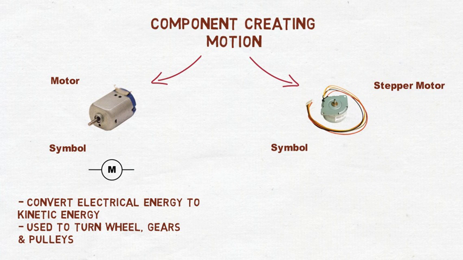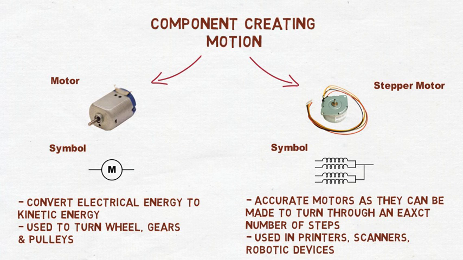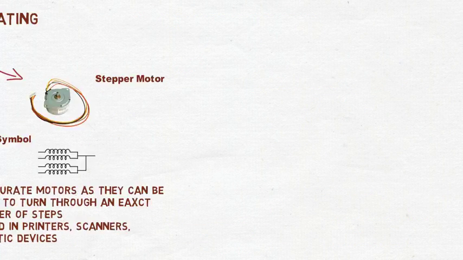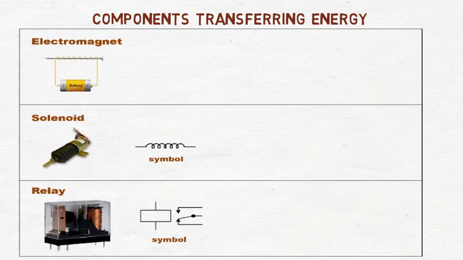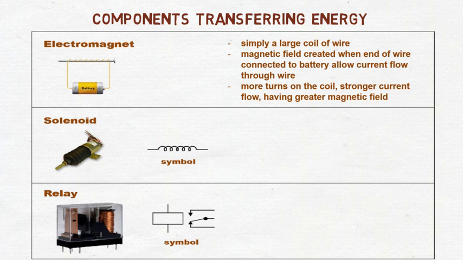Next, we have the stepper motor. They are accurate motors as they can be made to turn through an exact number of steps. It is used in printers, scanners, and robotic devices. Components transferring energy. An electromagnet is simply a large coil of wire. Magnetic field created when end of wire connected to battery allows current to flow through the wire. More turns on the coil means stronger current flow, having greater magnetic field as a result.